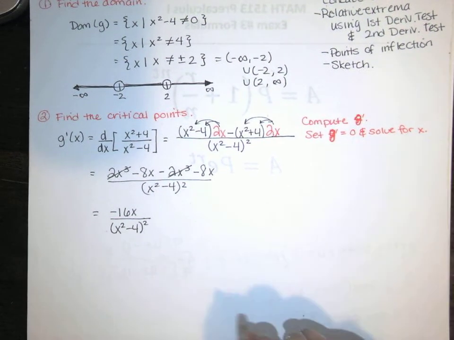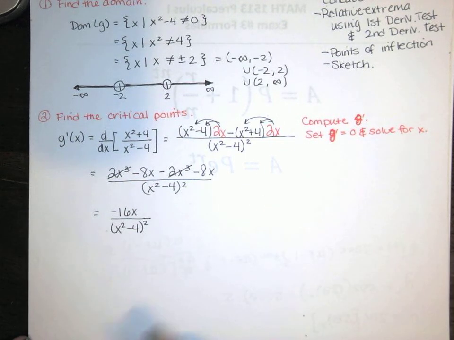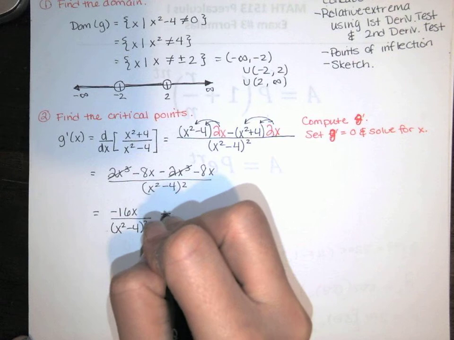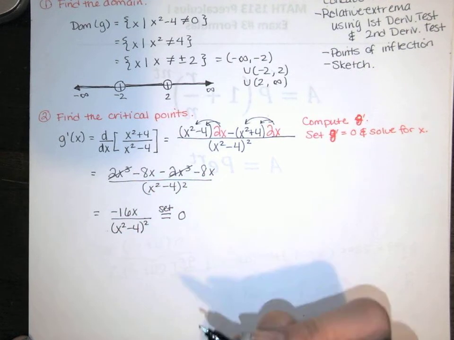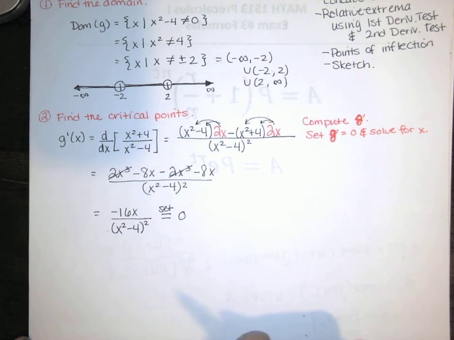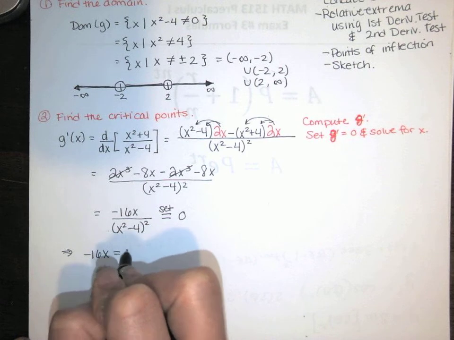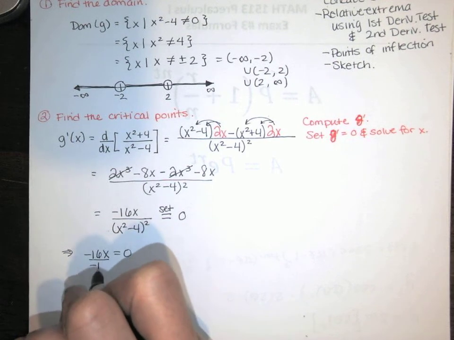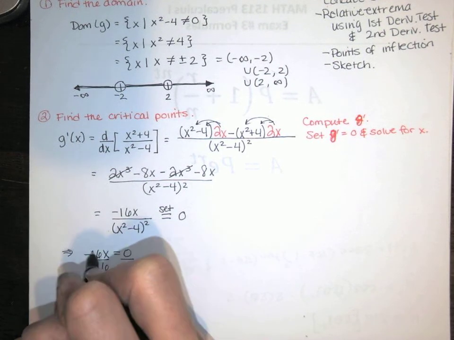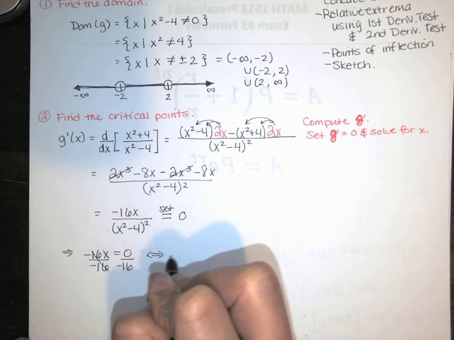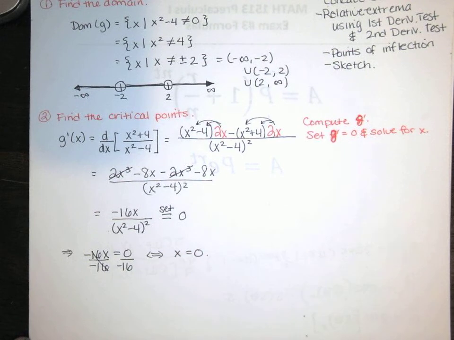So yeah, I want to take the derivative of g, I got g prime, and now I need to set g's derivative equal to 0 and solve for x. Well, the only way a fraction is 0 is if the numerator is 0. So that tells us that negative 16x must be 0. And if I'm trying to get x by itself, clearly x has to be 0. So that's one critical point.